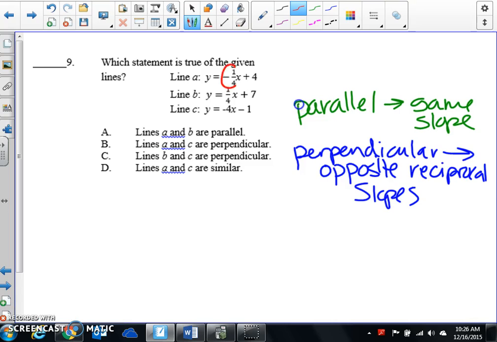So for here, my m is negative 1/4. Here, my m is a positive 1/4. And then here, my m is negative 4. So none of them are the same. Now I'm going to see if any of them are perpendicular, or I mean opposite reciprocals. And sure enough, this one's positive, this one's negative. The reciprocal of 1/4 is 4. So line B and C are perpendicular.